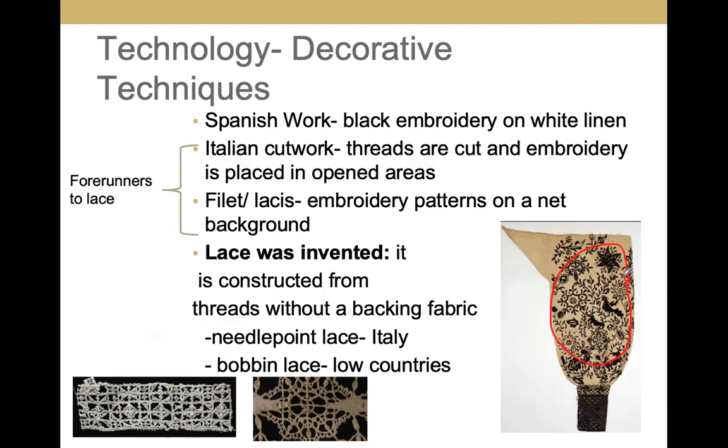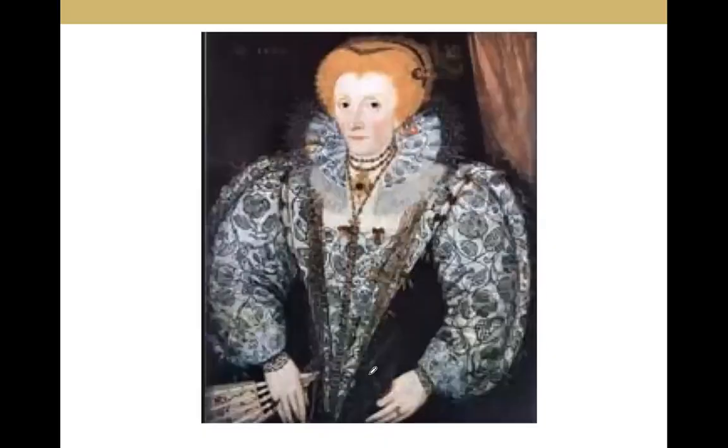They also started to invent lace. So the Italian cutwork and the filet laces were sort of the forerunners to lace. They were put onto a net background and then they would cut the net background away. But eventually lace itself was invented. There were a couple different ways of making it, but lace being invented was very popular. It was a whole new way of making a sort of fabric, and it's still seen as sort of a fancy fabric. And so we'll see it worn by a lot of wealthy people and leaders.